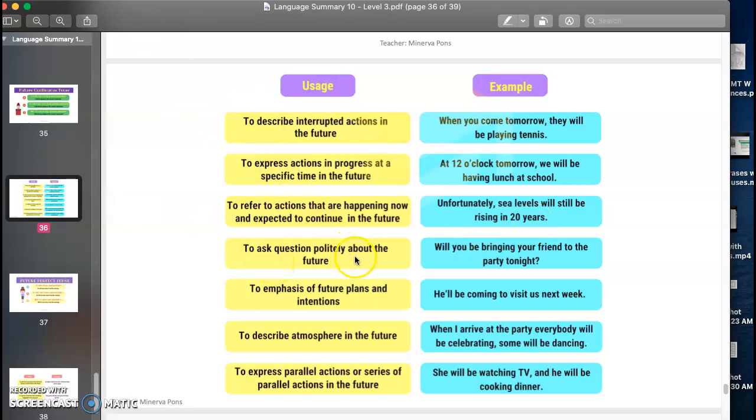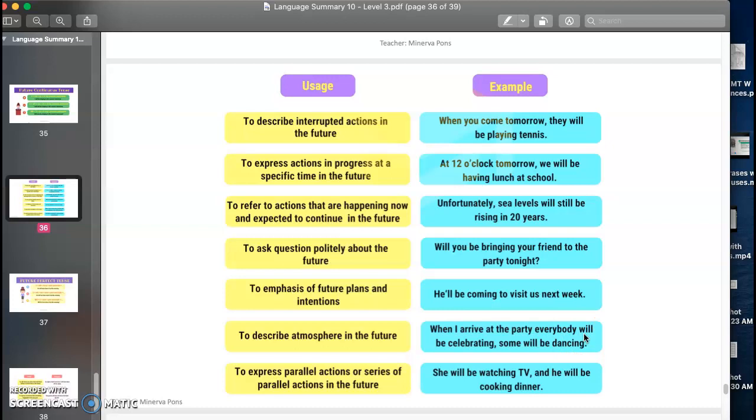To ask questions politely about the future: Will you be bringing your friend to the party tonight? To emphasize future plans and intentions: He'll be coming to visit us next week. Also to describe atmosphere in the future: When I arrive at the party, everybody will be celebrating, some people will be dancing. I'm just describing how the moment is going to be.